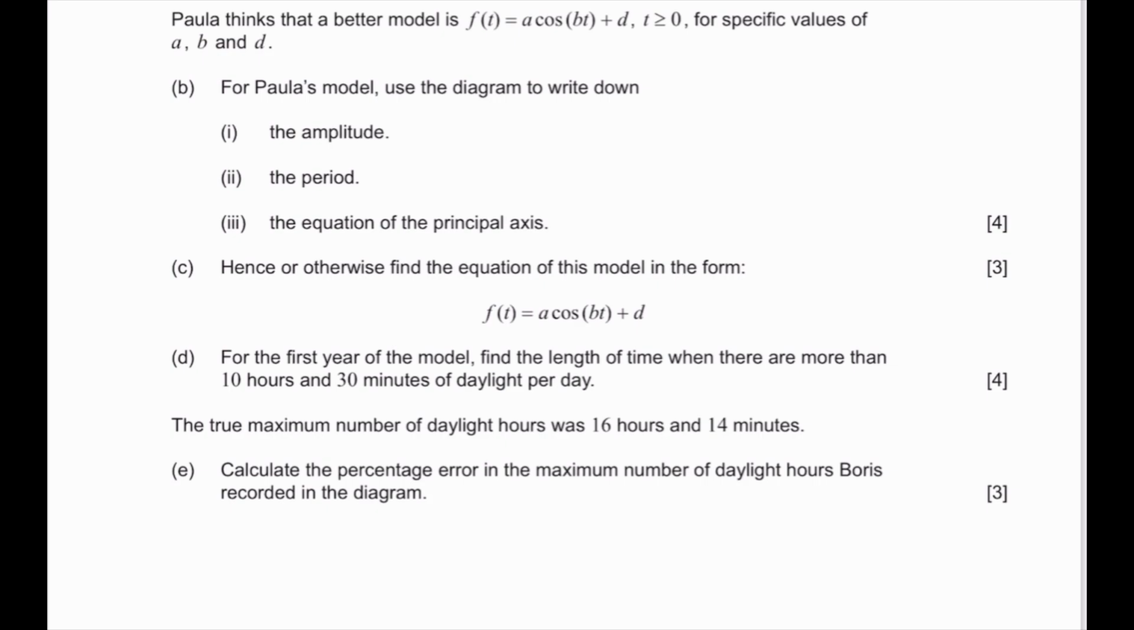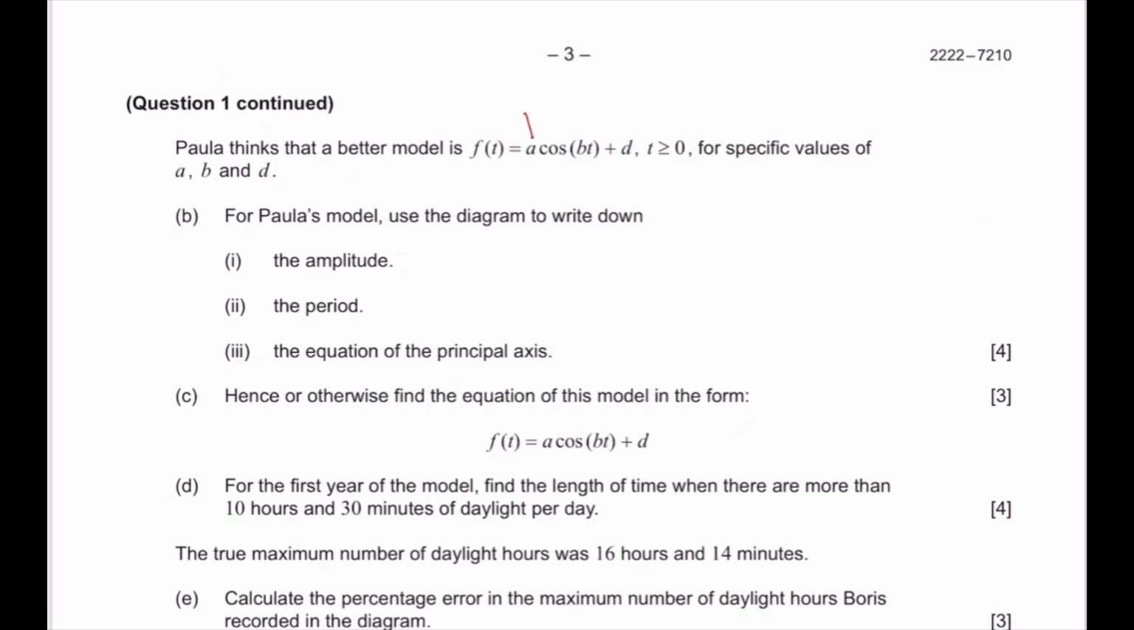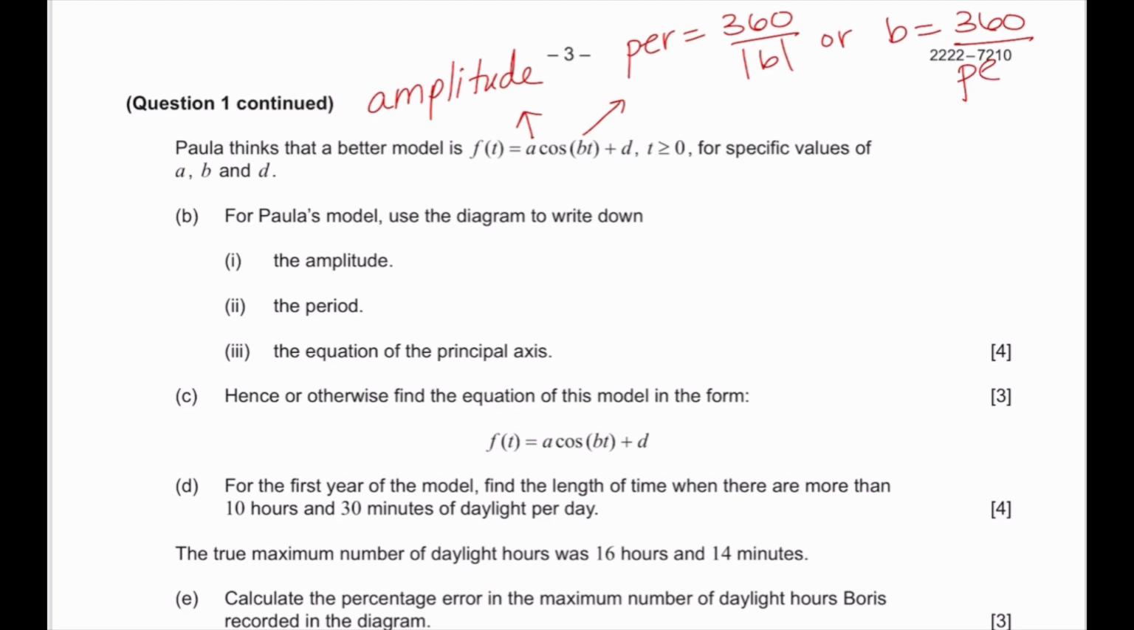So the way this works in terms of the equation, a is going to be your amplitude, b is not the period, but the period is 360 divided by the absolute value of b, or you can say that b is equal to 360 divided by the period, and d is going to be your principal axis. Okay, so let's talk about what these mean. And because they want the equation of the principal axis, you know you're going to write it in the form y equals, because it's going to be a horizontal line.